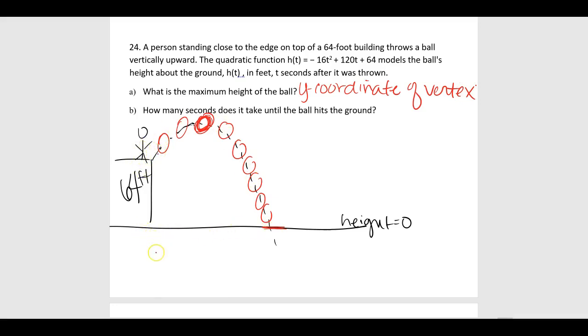It's trying to ask, well, if this is h, the height, and then this is t, this would be when t equals 0. No, when the height equals 0. Sorry, this is when the height equals 0. What does t equal? Okay?